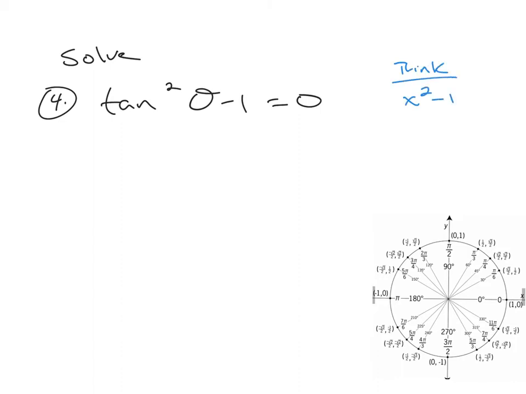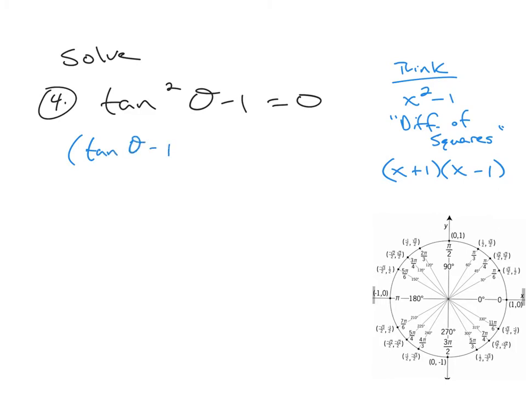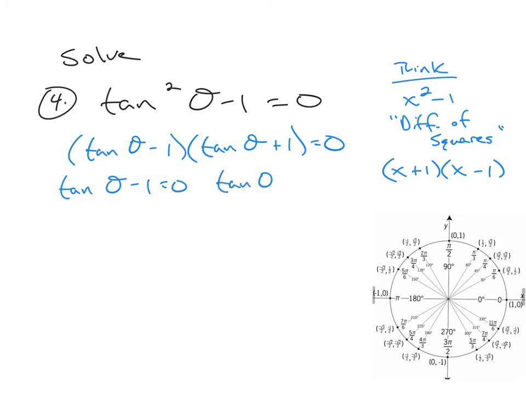If you had x squared minus 1, that's called a difference of squares. A difference of squares factors down to 2 binomials where we have opposite signs. So x plus 1, x minus 1. Back to our problem, this is going to factor to tangent theta minus 1 and tangent theta plus 1. It doesn't matter what order you write this minus 1 and plus 1 in. From here, you're going to set each of these equal to 0 and solve both of them individually.